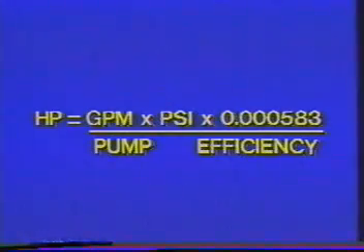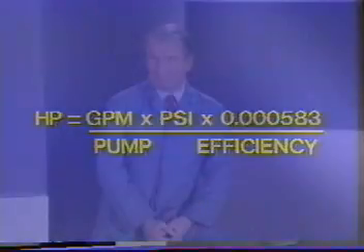We would probably be safe in assuming that a well-designed pump in good condition should be between 80% and 90% efficient. The electric motor size, or input horsepower, requires that we include pump efficiency in our formula as follows. Horsepower equals gallons per minute times pounds per square inch times 0.000583 divided by pump efficiency.